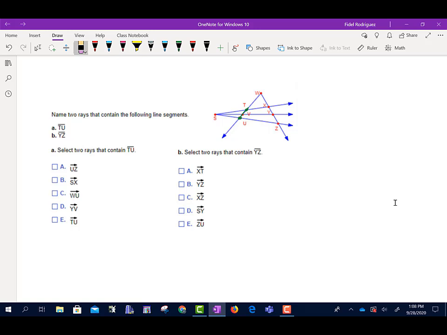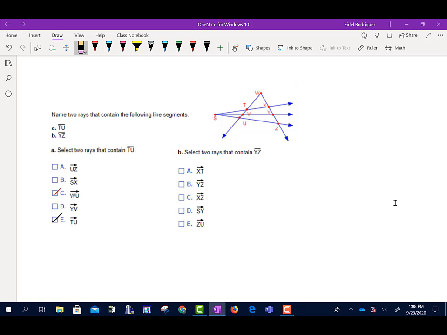Look at WU. Okay, so let me get my red pen. WU starts here, and it keeps going. Oh, yeah, that's one that we want. Y and V, nope. And T and U. Okay, so let me clean this up. TU starts right here, and it keeps going. Yes, that's the other one that we want. Okay.